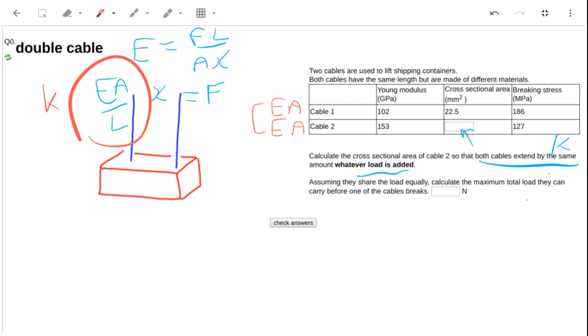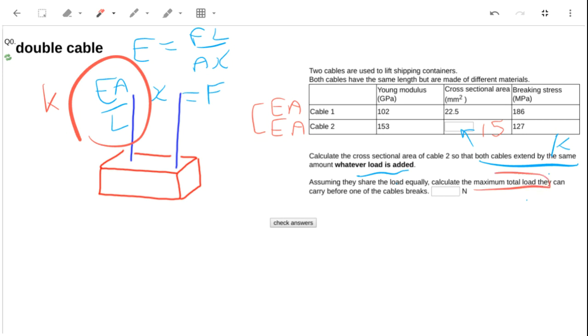So I need to multiply 102 by 22.5 and then divide it by the 153. And that gives me 15 for the cross-sectional area of cable 2.